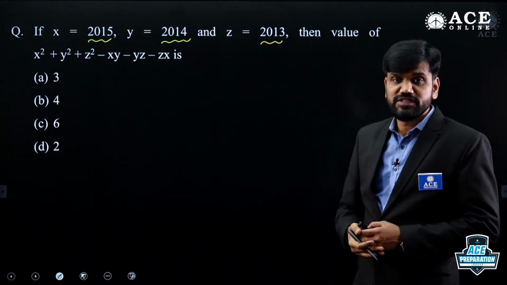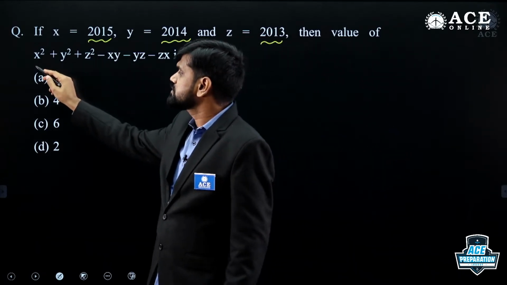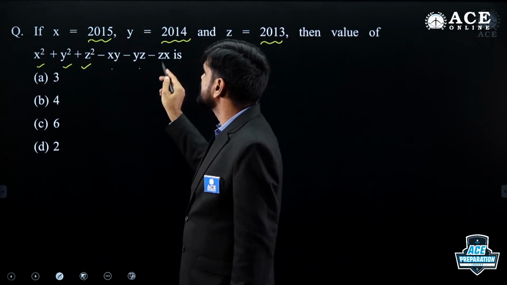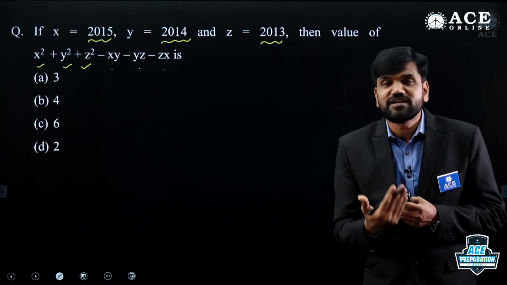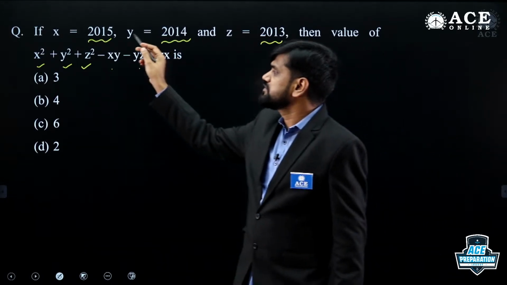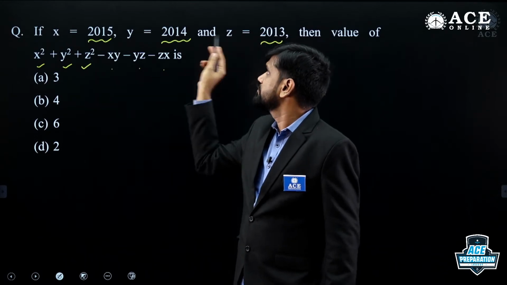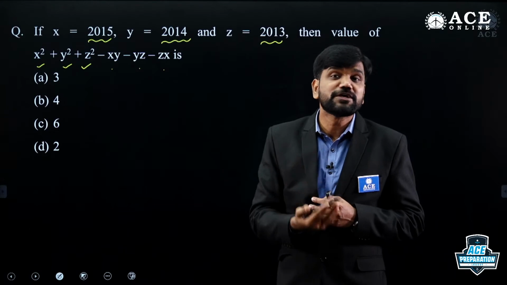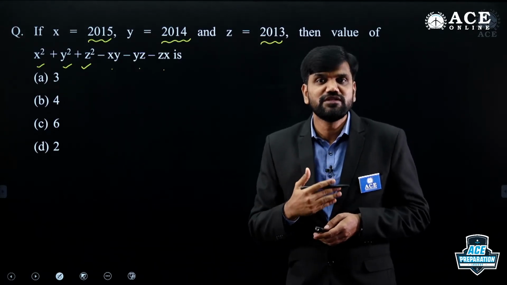These are the three values they have given, and they are asking you to find the value of x square plus y square plus z square minus xy minus yz minus zx. This value I want. Now if you go for substituting the values of x, y, z over here, getting the square of 2015, 2014 and 2013 will be time taking for you. Then what should I do, sir? You utilize the formula that we have just now learnt.